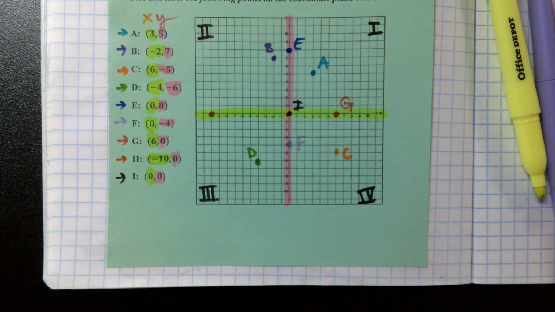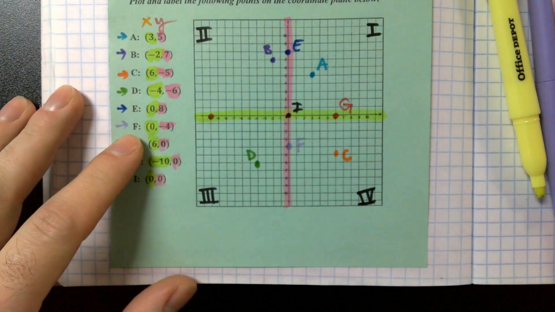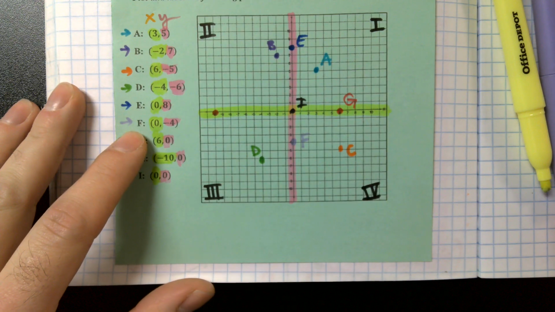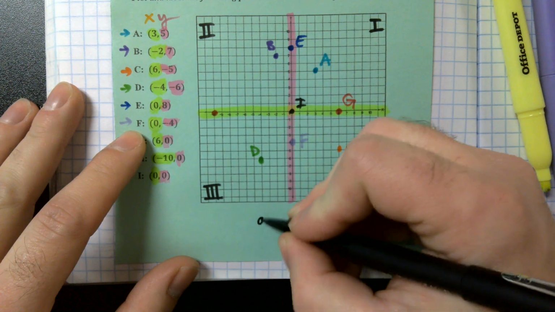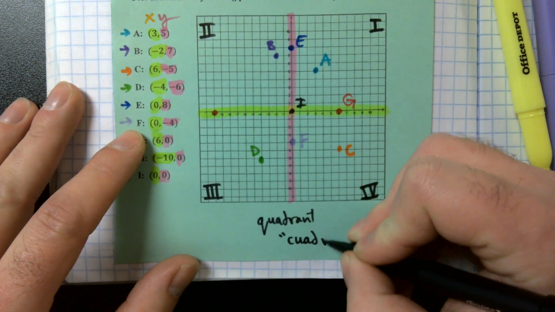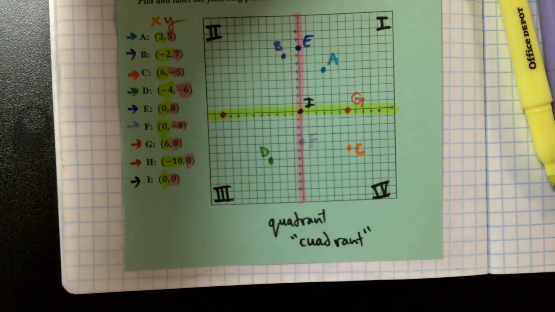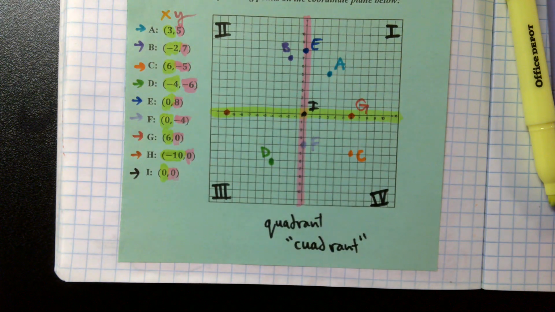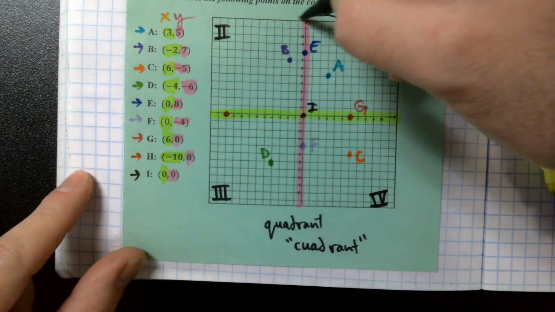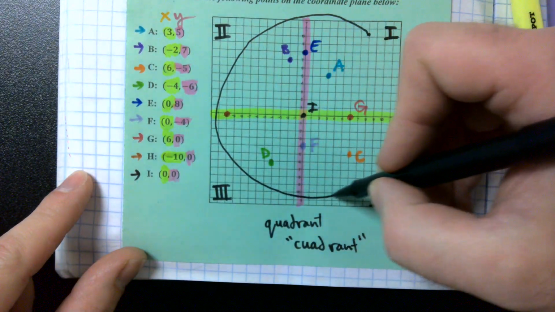So if you ever forget which quadrant is which, what letter does the word quadrant start with? Q. So quadrant starts with the letter Q, right? But if we think that it starts with the letter C, that helps me understand where my quadrants go. Because when you write the letter C, you start up here in quadrant 1, you go over to quadrant 2, down to quadrant 3, and over to quadrant 4.